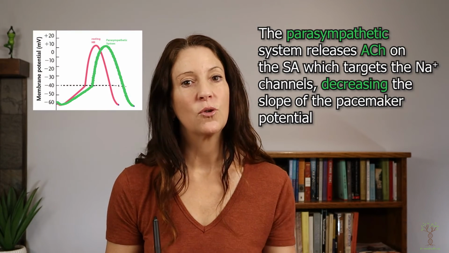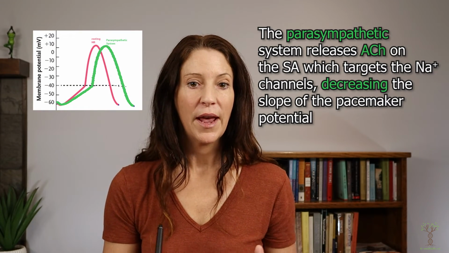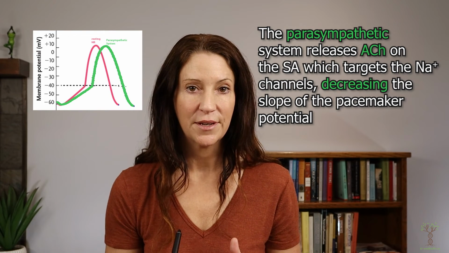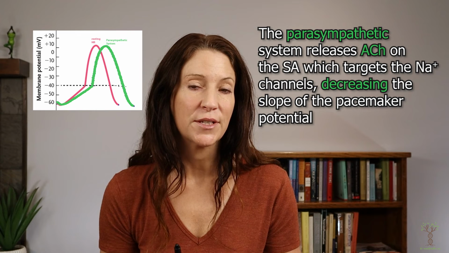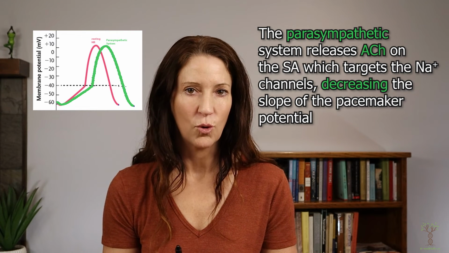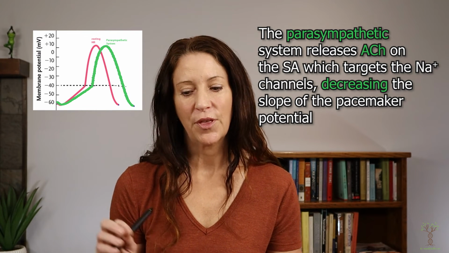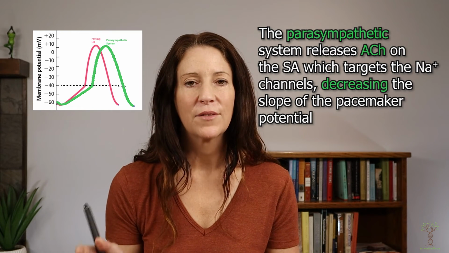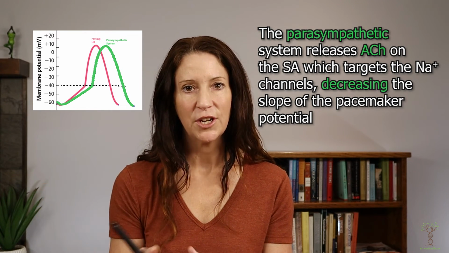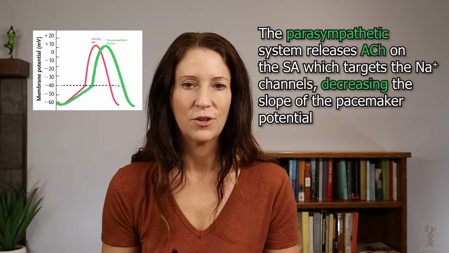Whereas the parasympathetic nervous system can release acetylcholine on the SA node, and it can decrease the heart rate, right? Remember, our parasympathetic nervous system is our rest and digest system, and it releases acetylcholine. The parasympathetic system doesn't directly affect the force of contraction. So the lack of sympathetic stimulation will decrease the force of contraction back down to normal.